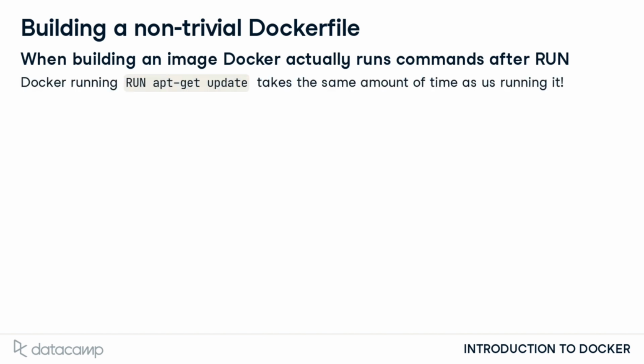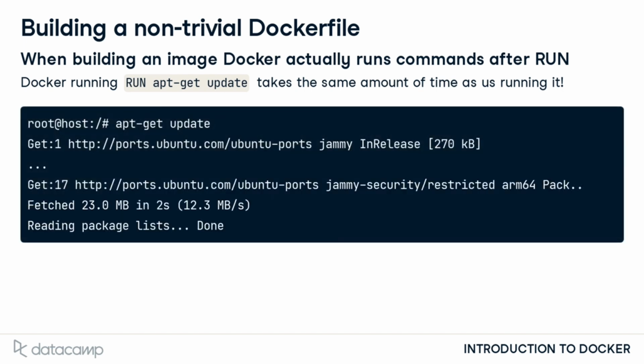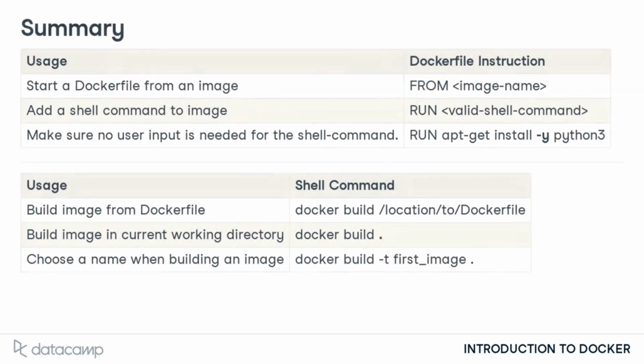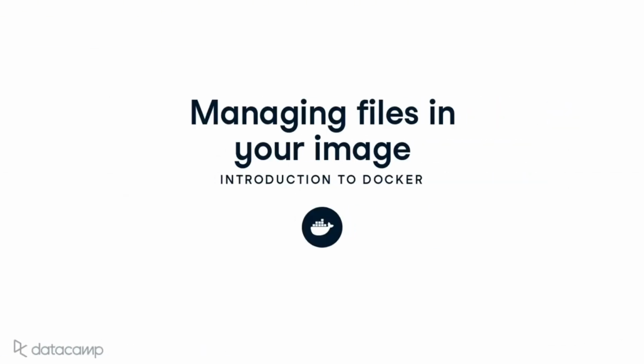For example, building a Dockerfile with FROM Ubuntu and RUN apt-get update will take the same time as us running apt-get update on Ubuntu, which is 2 seconds for the example on the slide. Here is a summary of the new commands and instructions you can refer back to when completing the exercises.